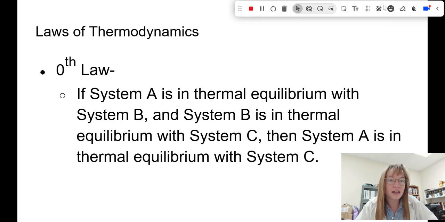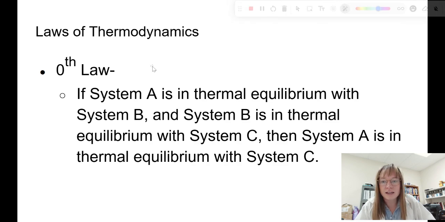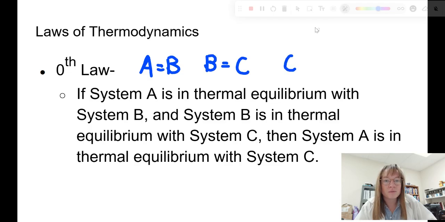Hey, does this sound at all like math to you? Because here's what I'm thinking it sounds like. It sounds like if A is equal to B, and B is equal to C, then, well, eraser? Sorry, that's embarrassing. Then A must also equal C.